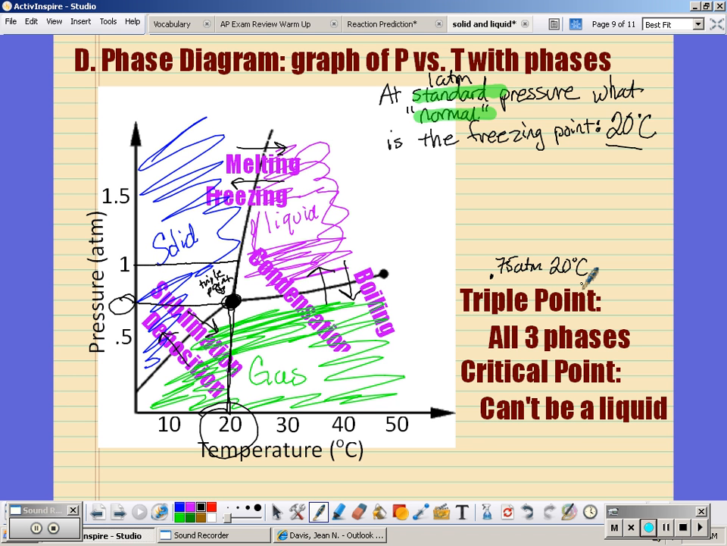The critical point, though, is the point at which it would no longer be able to be a liquid. So the critical point is always the point on the graph that is at the end of the line for liquid and gas. So the critical point would be right here. So the critical pressure, if I was to take this across, might be at about 90 atm. And the critical temperature, it looks like just below 50, so let's say 48 degrees Celsius. Above this pressure and temperature, the substance is no longer able to be a liquid, so it would have to be a gas.